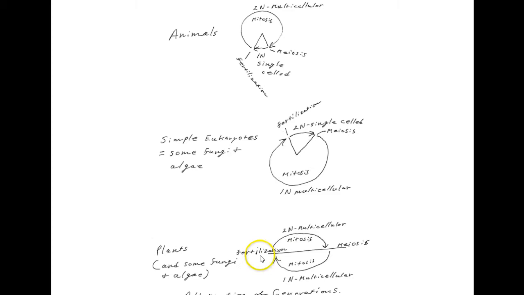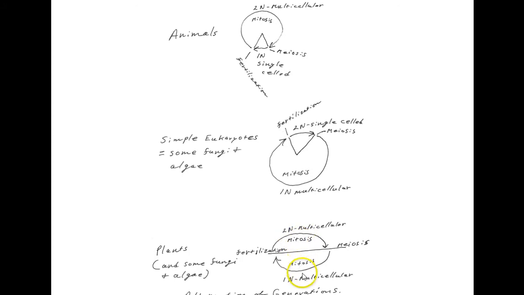Now then, right here in the plants, along with a few of the fungi and algae, we're going to have mitosis on both sides of the line. So it means we have a multicellular diploid state and a multicellular haploid state. Now, in the higher plants, such as oak trees and corn and such as that, all of the leaves and roots and stems that you see, that is going to be diploid tissue.